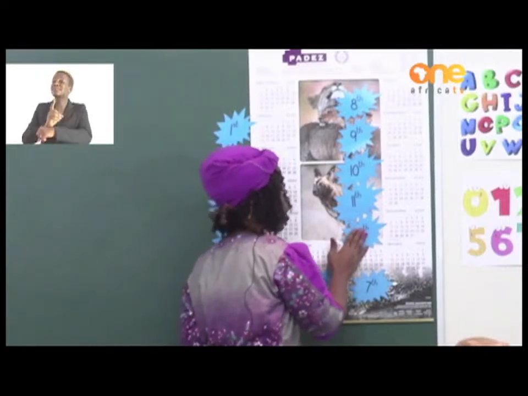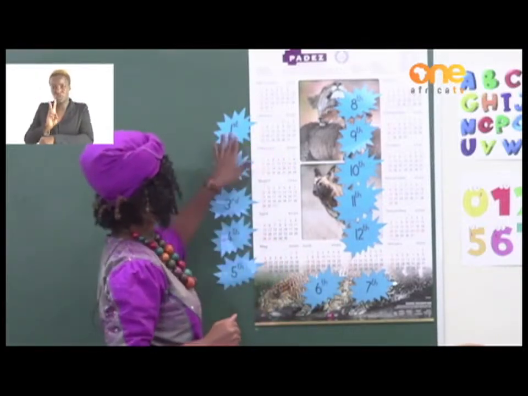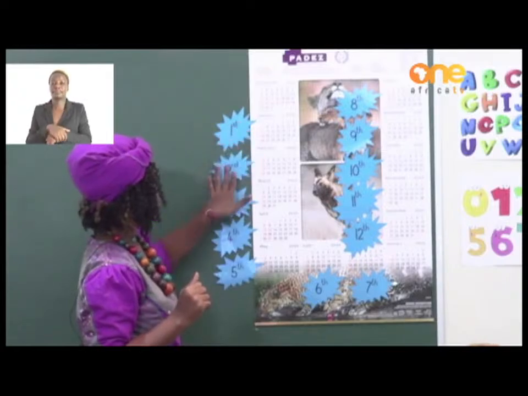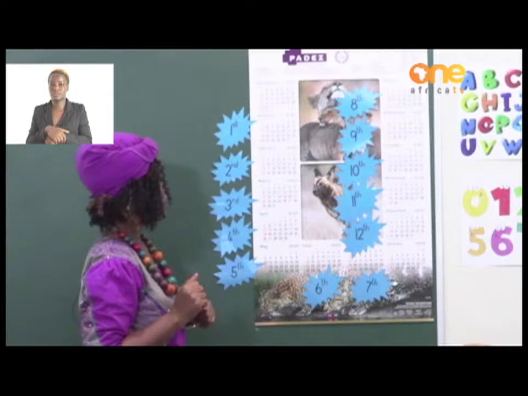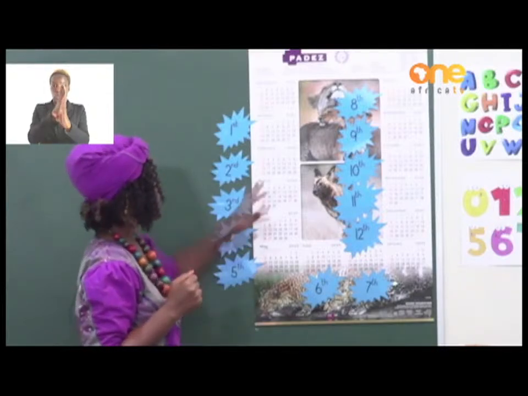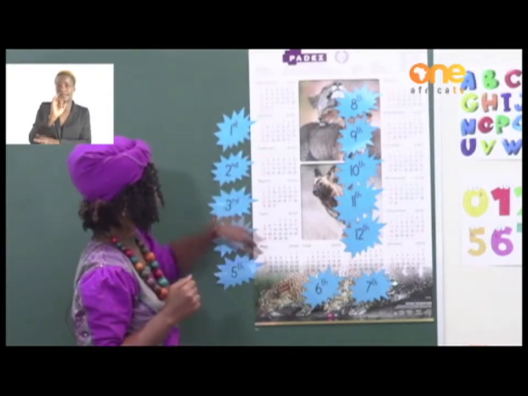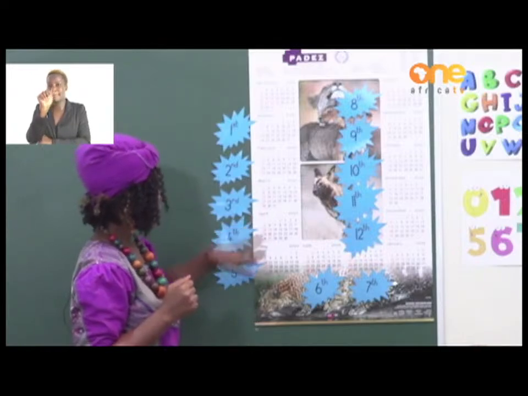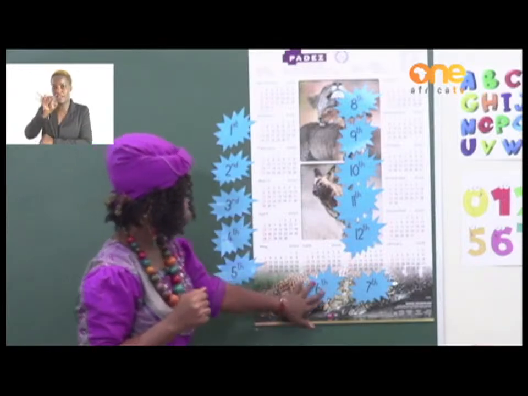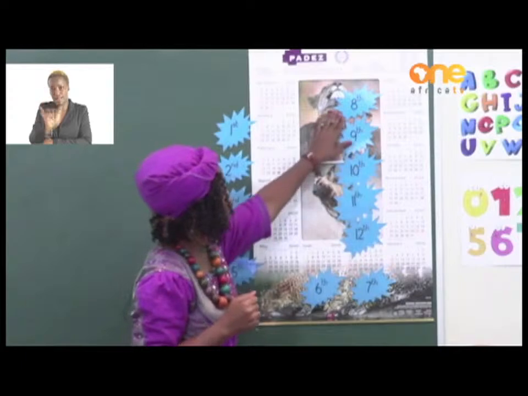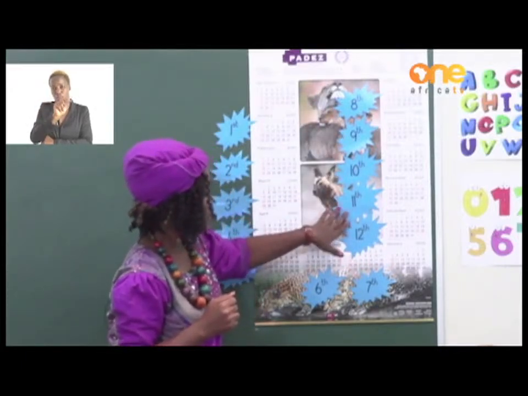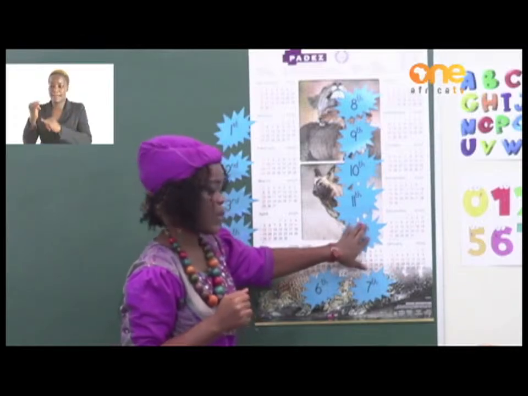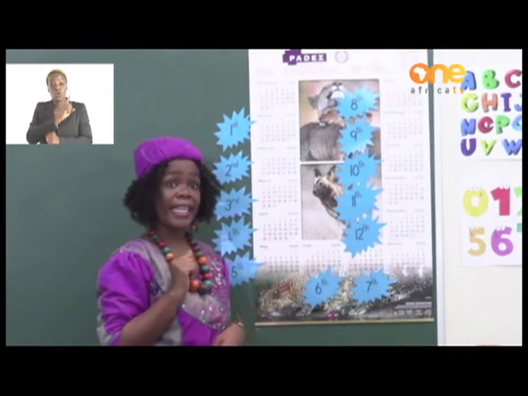December. Okay, that's how we count the names of the months orderly, according to our calendar. We have January, February, March, April, May, June, July, August, September, October, November, and December. So we have 12 months in a year.